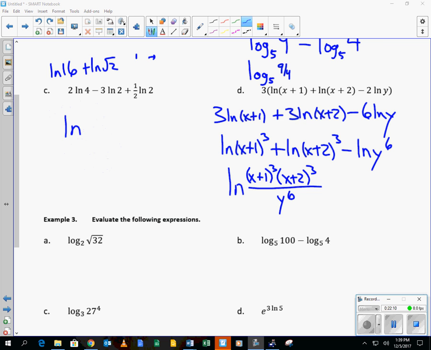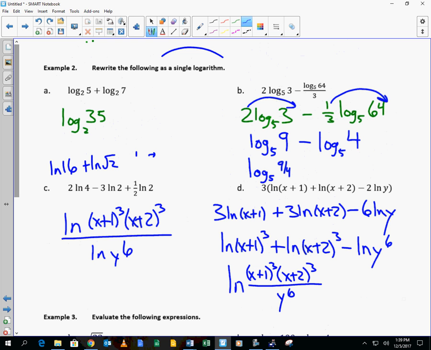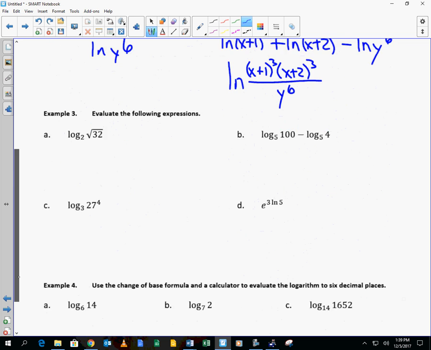People write the natural log of (x+1)^3 times (x+2)^3, all over the natural log of y to the 6th. No, the idea, folks, is that it is a single logarithm. A single logarithm. Okay.